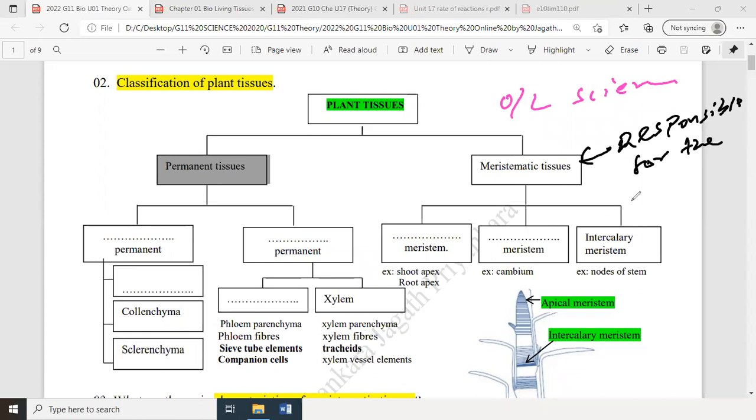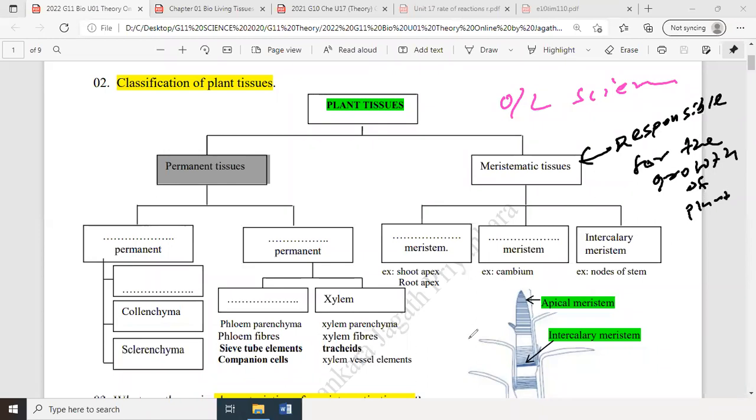If you can, mark that with a pencil: responsible for the growth. The stem grows wider, and the plant grows tall because of the meristematic tissues. They are found mostly at the tip of the stem, the tip of the leaves, and in the internodes. They are responsible for the growth of the plant.